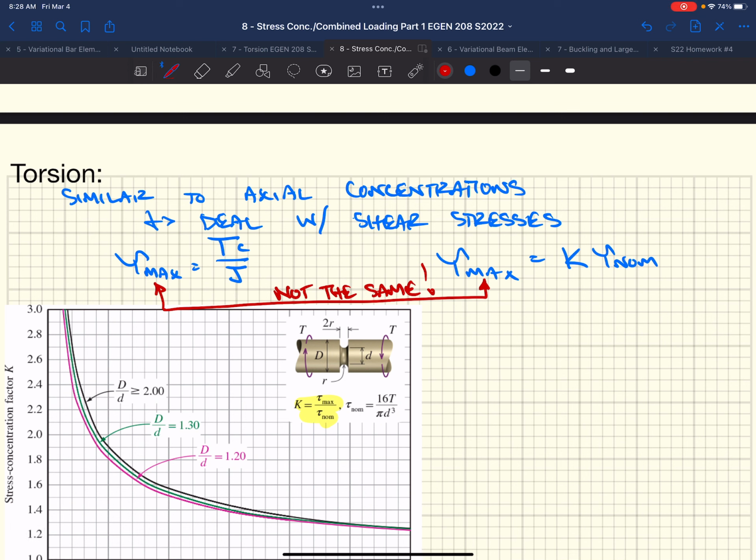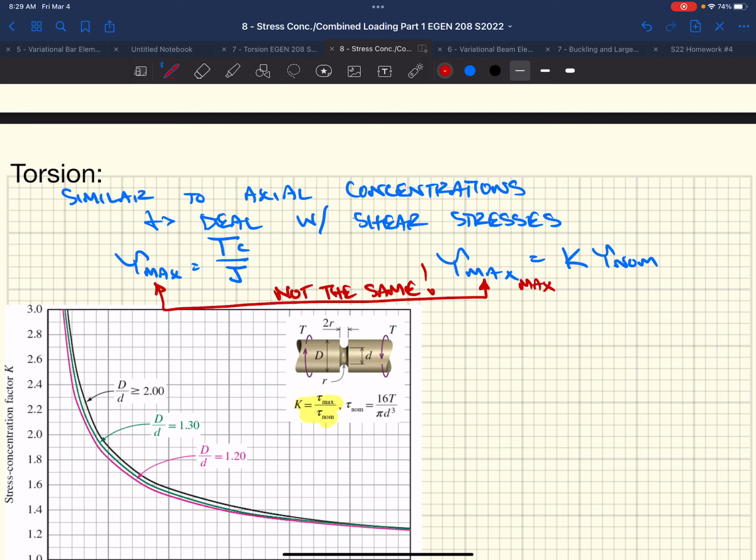This tau max is the maximum shear stress at some given torque, at some max radius, and some polar moment of inertia. This equation would allow you to calculate the maximum shear stress out here where we have our maximum diameter, or in here where we have our minimum diameter. It does not consider the fact that we have stress concentrations, the amplification of the stress due to having a discontinuity, in this case, a notch.